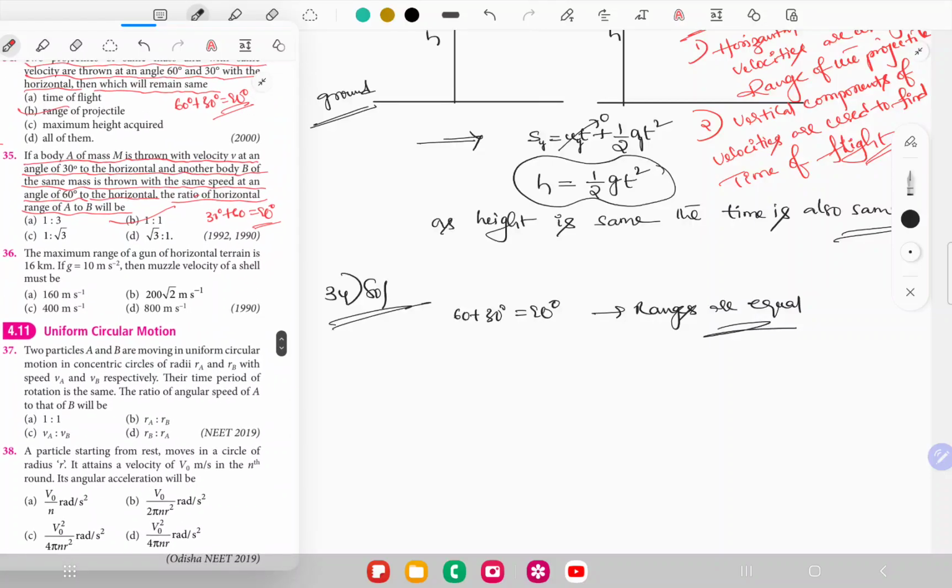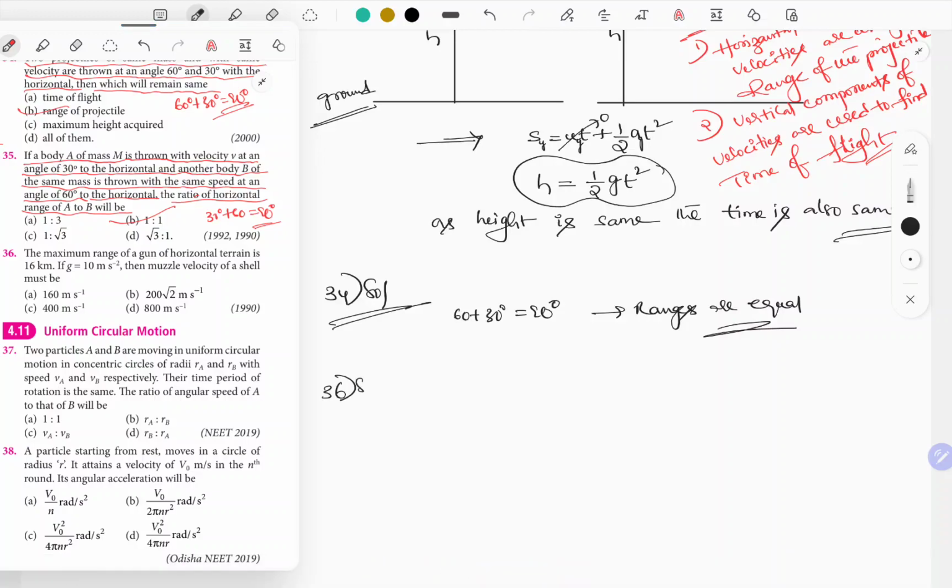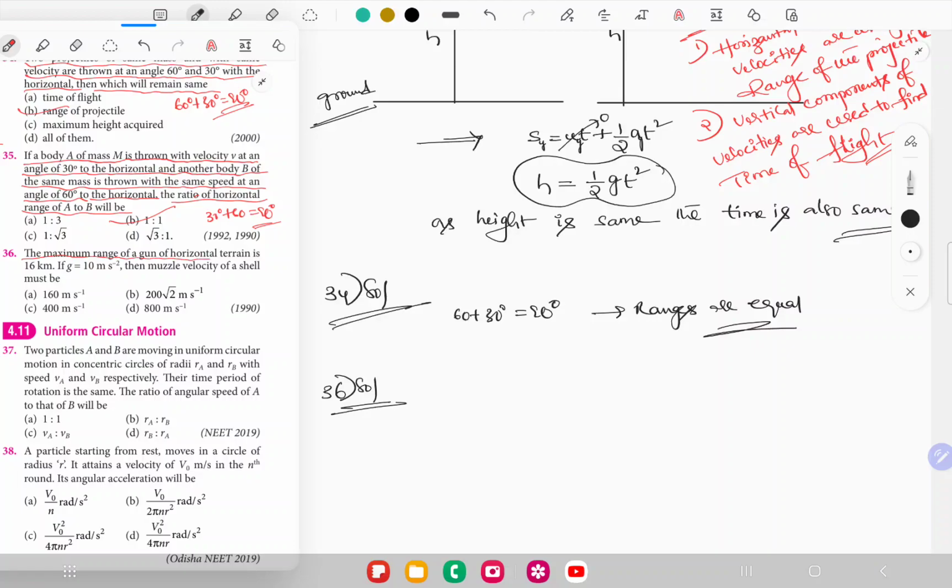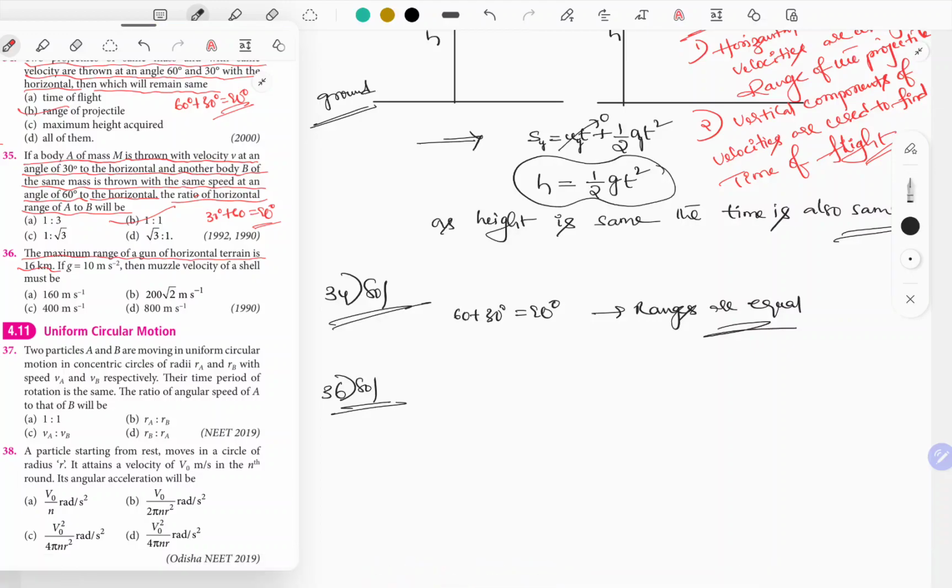Next, question number 36. Let us see how to solve it. Maximum range of a gun on horizontal terrain is 16 kilometer. Okay, maximum range is equal to 16 kilometer. When range is maximum, what's the formula for range? Range is equal to u square sine 2 theta by g.